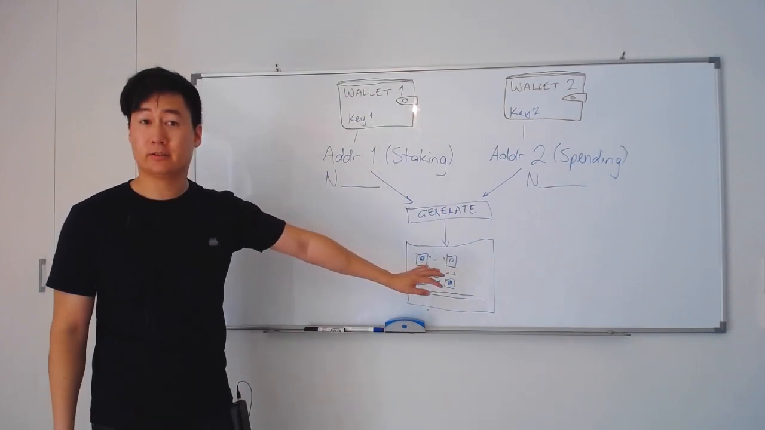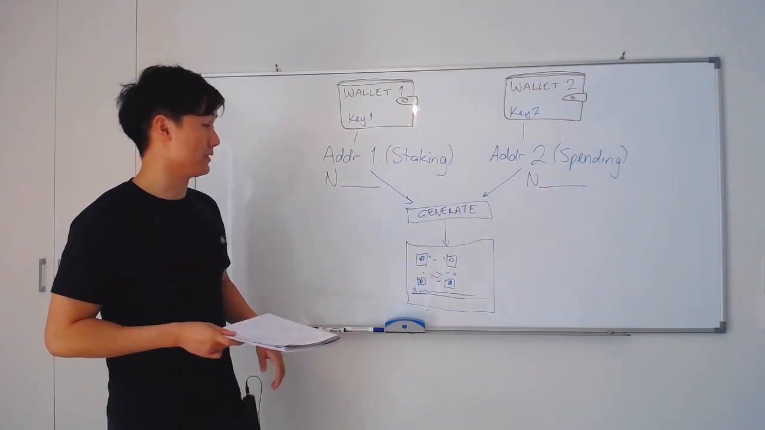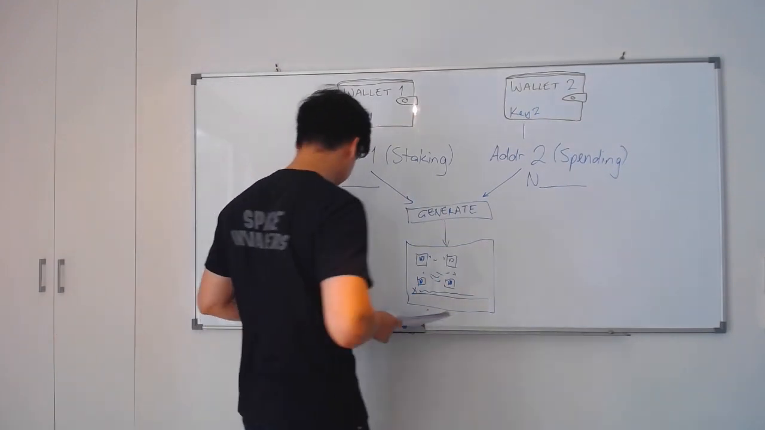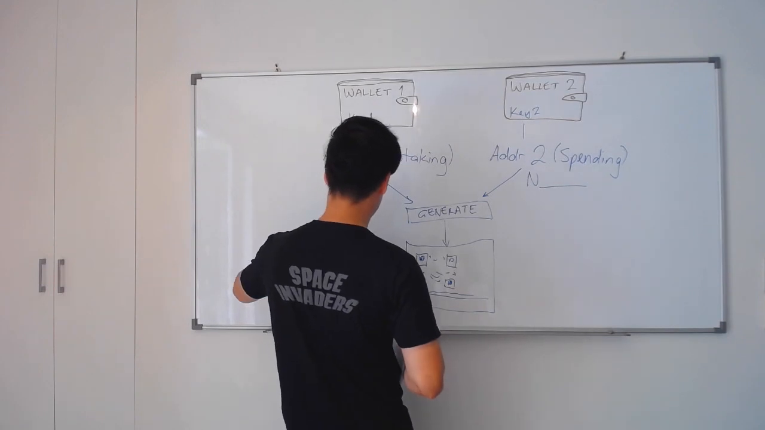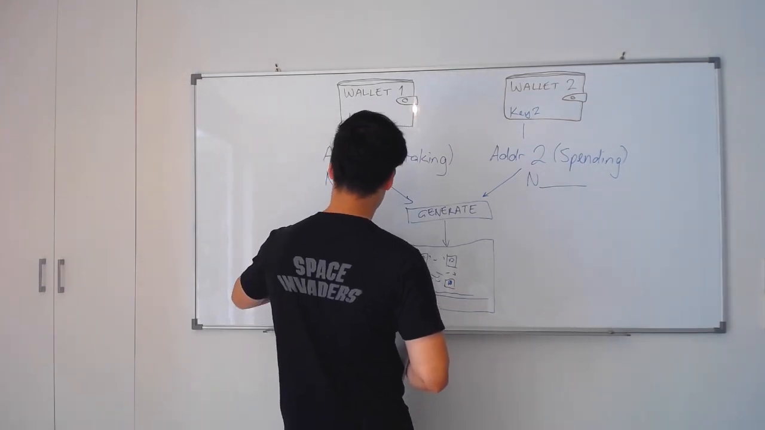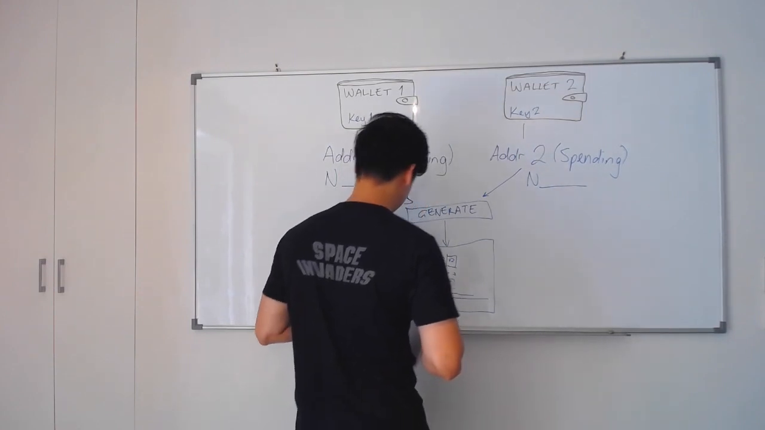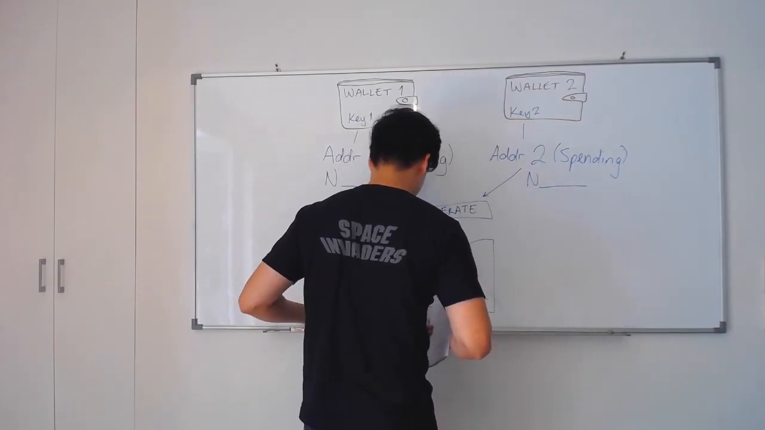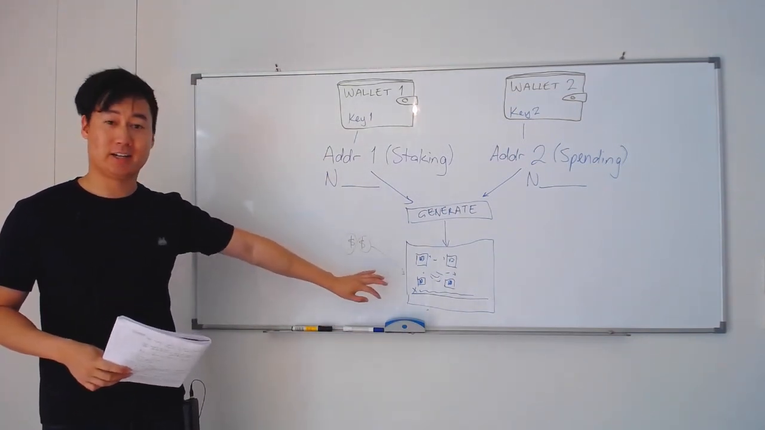And then you've created your cold staking address. What you need to do from there on is send your coins to this address. So let's send some coins. When I step away from the whiteboard, you'll be able to see these wonderful drawings. Okay, so we've sent some coins to the cold staking address.